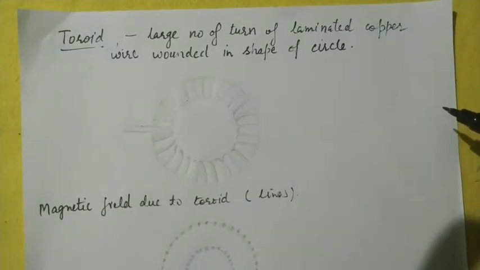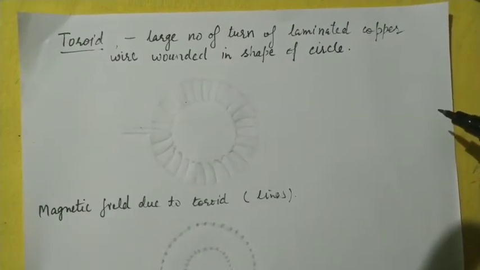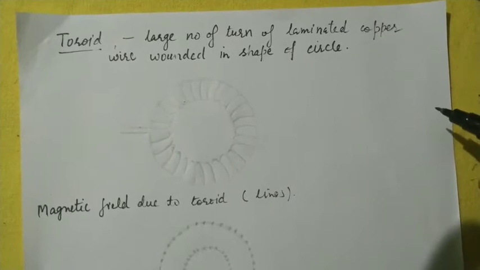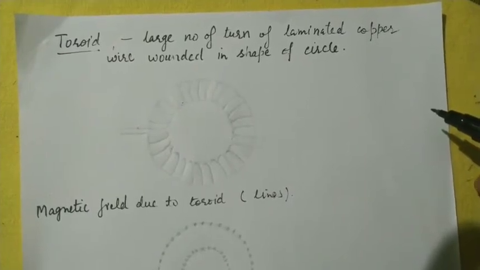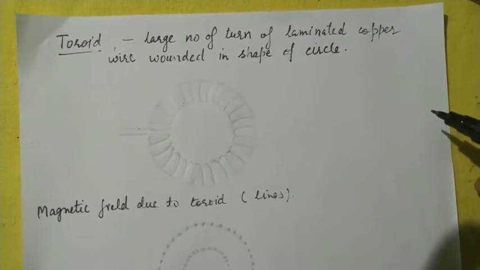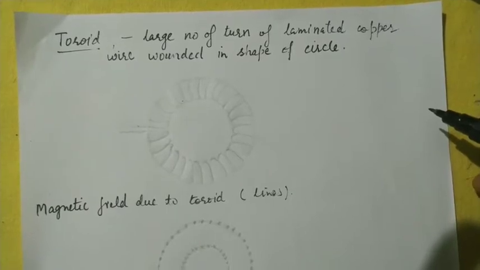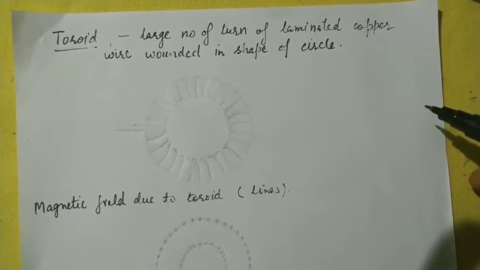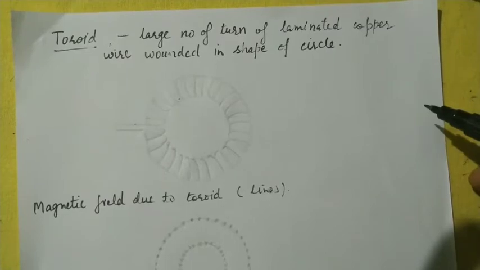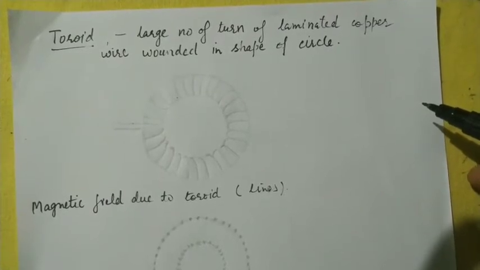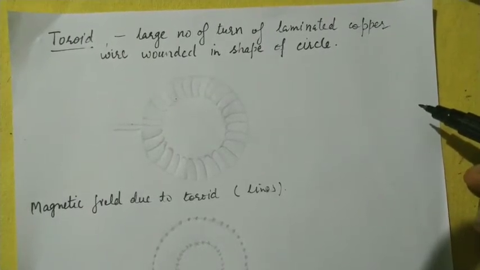In this video we will discuss the toroid, its magnetic field and its direction, and we are going to find out the magnetic field inside the toroid by using Ampere's law. So first of all, what is a toroid?